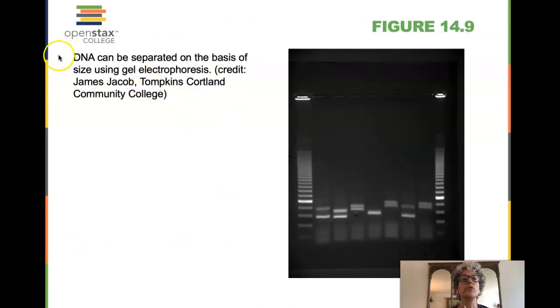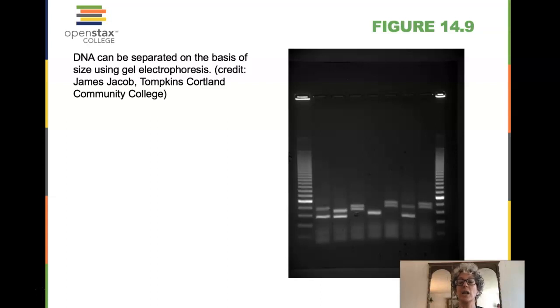We can also separate DNA on the basis of size using gel electrophoresis. It's going to be our lab this week. We're going to do a DNA extraction. We are not going to do the electrophoresis. It requires more equipment than we've got at home.